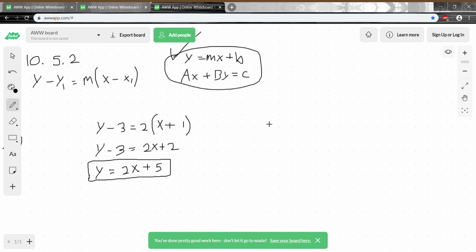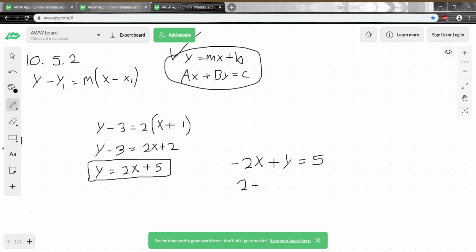Okay, so to do that, we are going to get both of our variables on the same side of the equation. That means we are subtracting 2x. So our minus 2x plus y is going to equal positive 5. We don't have any fractions, so this equation is good.